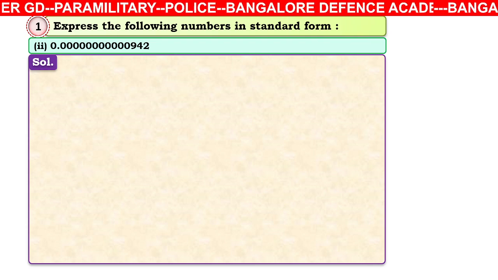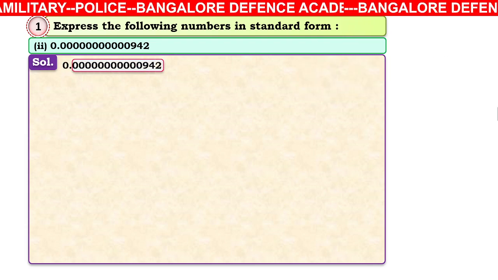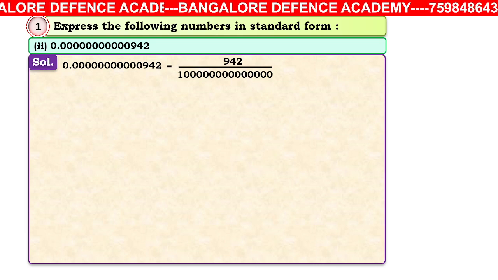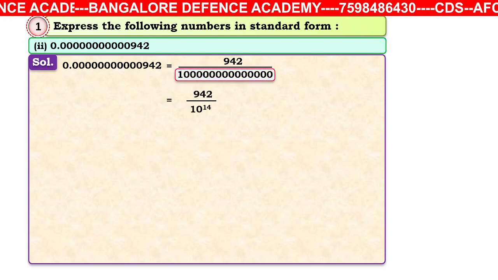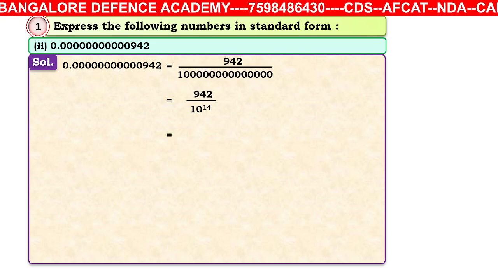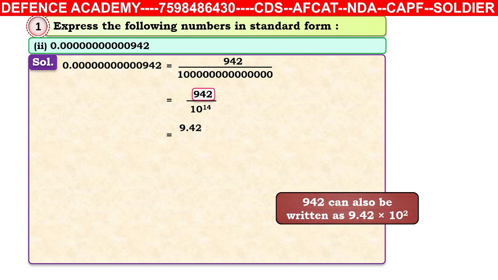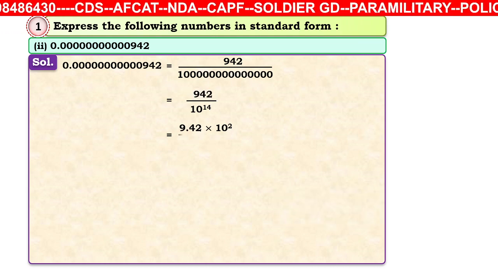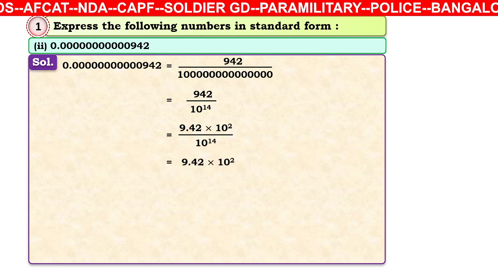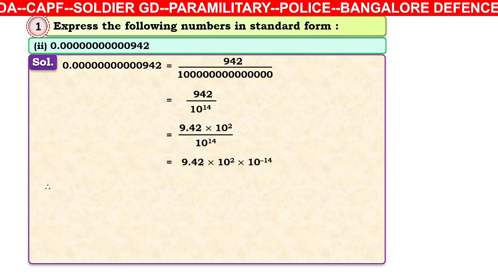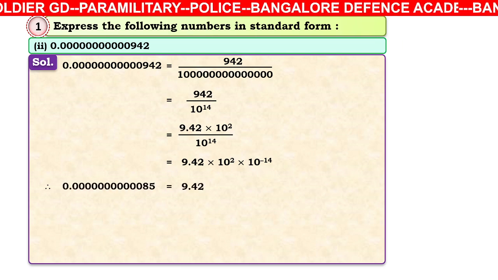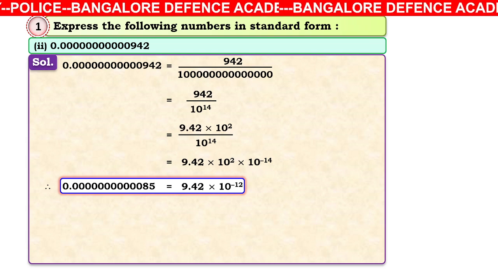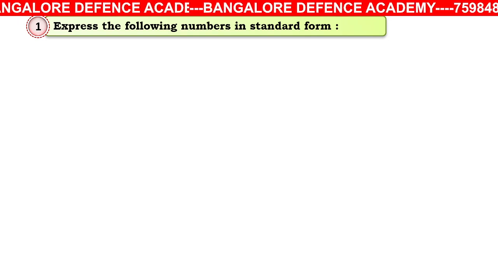Next. So similarly, you can solve this question. After 0, you have to count how many digits are there, and you are going to write the number, that is 942. So you can write 942 divided by 10 to the power of, now we have 14 numbers, so 10 to the power of 14. Now this can also be written as 9.42 into 10 to the power of 2, because after 2 digits you are putting the point, so it is 10 squared, and down you have 10 to the power of 14. Now using the quotient rule, you can take 10 to the power of minus 14, and now using the product rule, you can write it as 9.42 into 10 to the power of 2 minus 14, that becomes minus 12. So this is the answer.